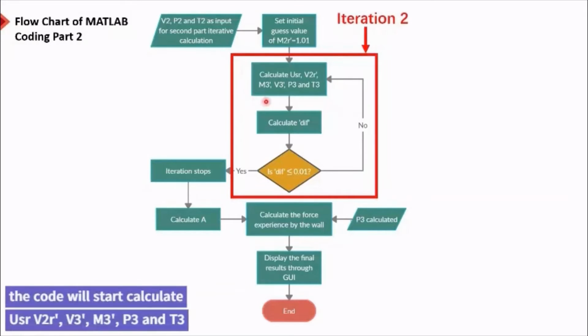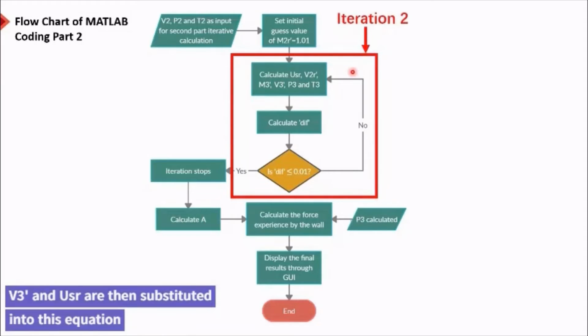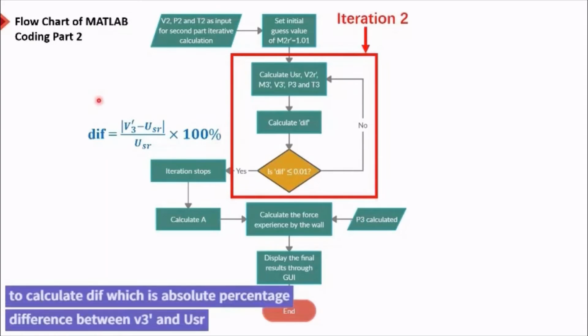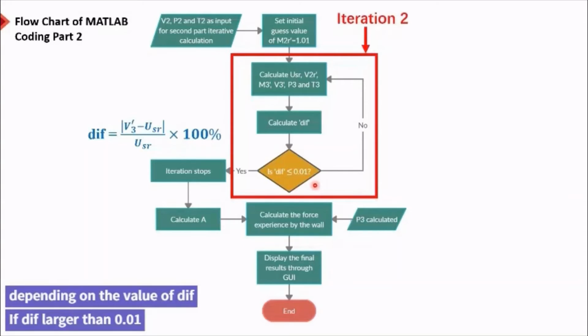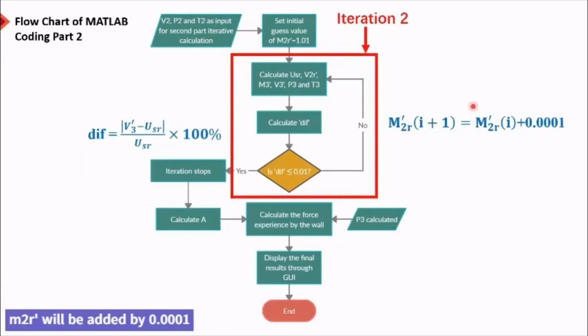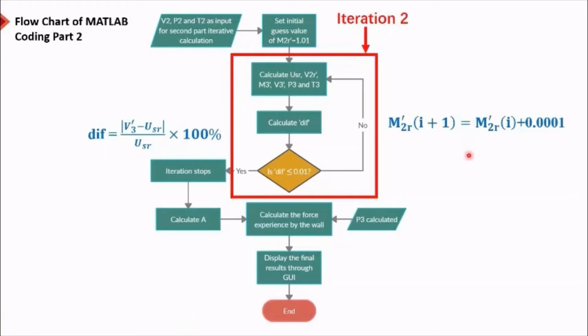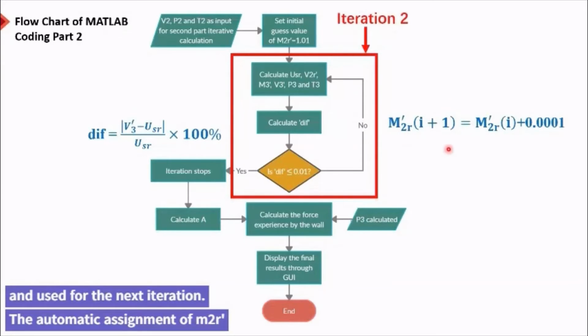After that, the code will start to calculate USR, V2R prime, V3 prime, M3 prime, P3 and T3. V3 prime and USR are then substituted into this equation to calculate diff, which is the absolute percentage difference between V3 prime and USR. At this point, the code will decide whether to continue the iteration, depending on the value of diff. If diff is larger than 0.01, M2R prime will be increased by 0.0001 and used for the next iteration.